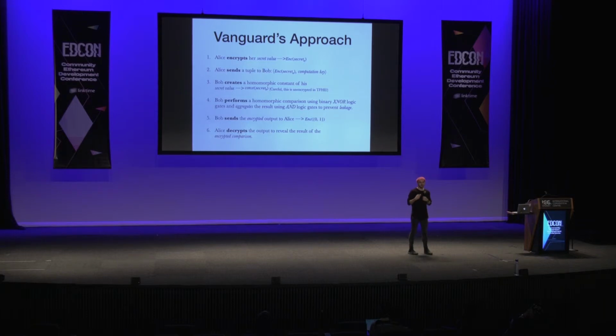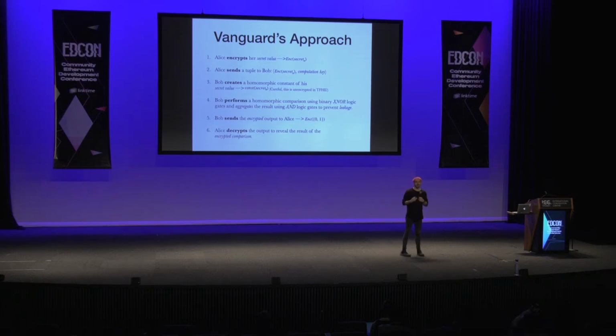Bob performs a homomorphic comparison using binary XNOR logic and aggregates the result using AND logic gates to prevent leakage. What that means is, if we simply were to compute a comparison, we'd obviously see the compared bits, and we could eventually guess what it is. So we have to aggregate those values into either a 0 or a 1. We have to make sure that the inputs are relatively the same size, and then perform the computation, and then compress or aggregate it until we know it's just true or false.